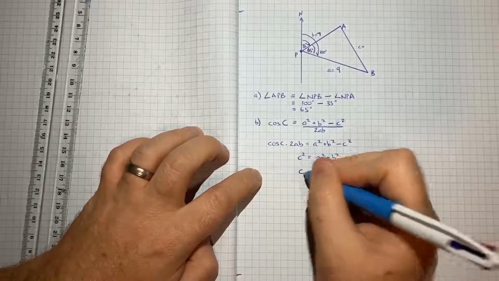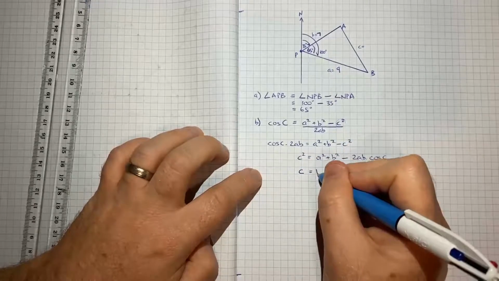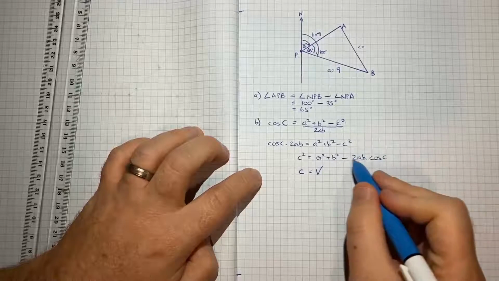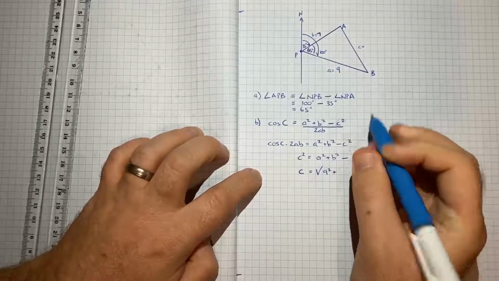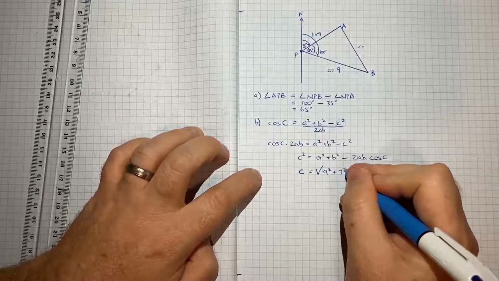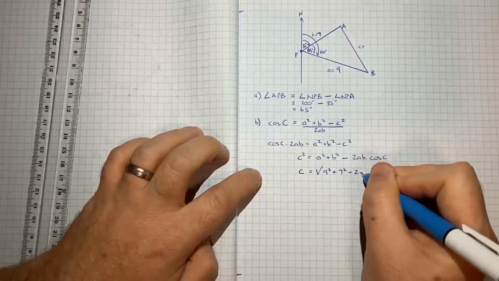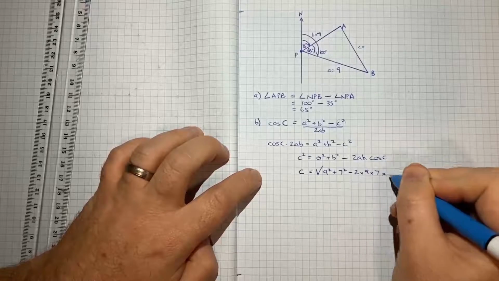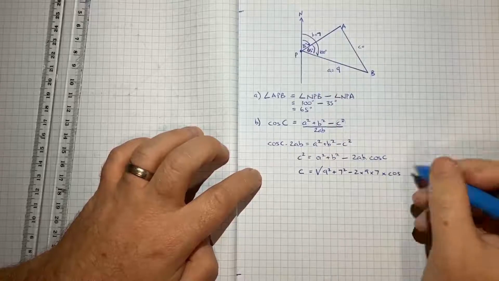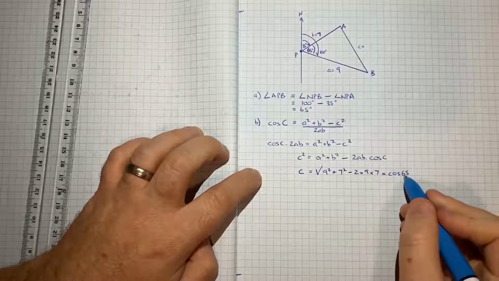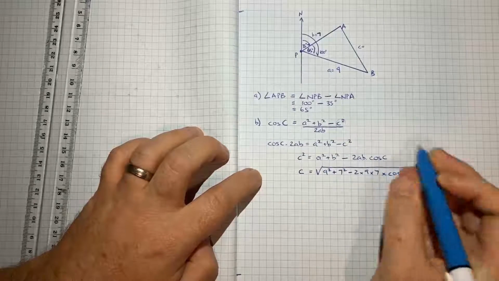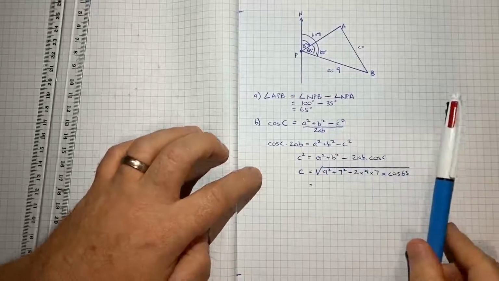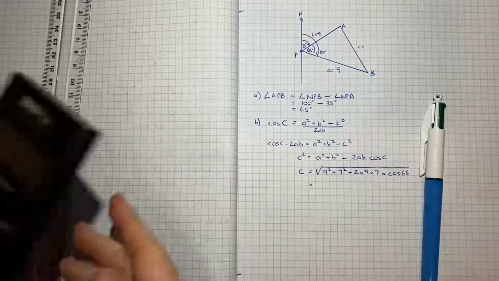Therefore C, the distance we care about, will be equal to the square root of each of these things. So A squared will be 9 squared, plus B squared, which will be 7 squared, minus 2 times 9 times 7 times cos 65, and that's where we see that we're using what we just worked out in part A. So now I'll just have to key that into my calculator.